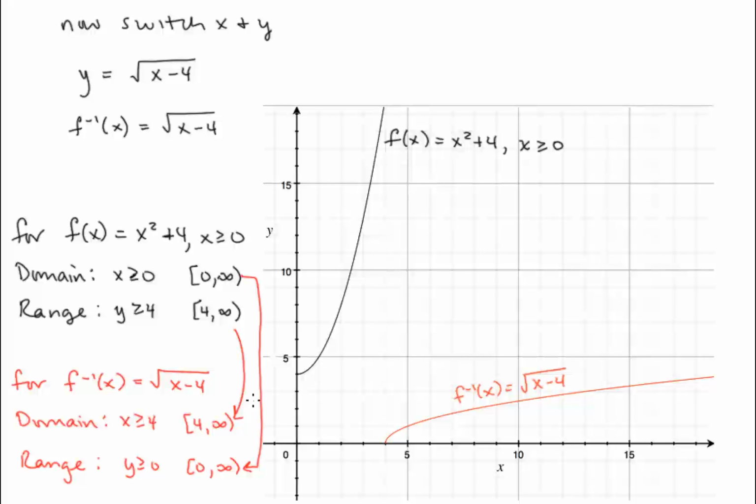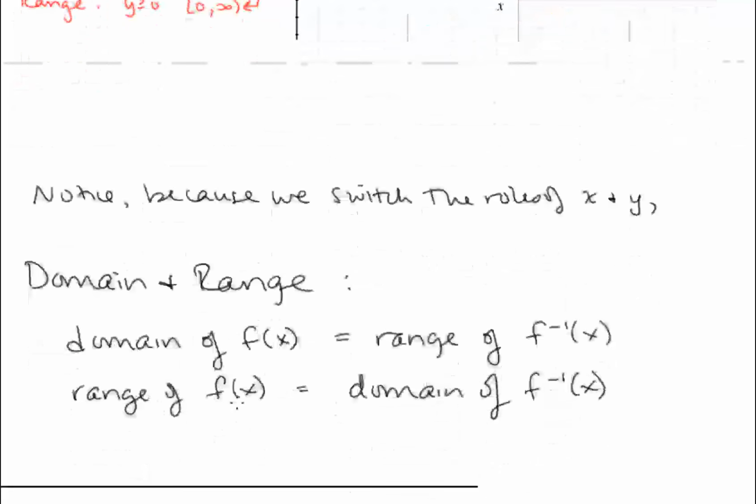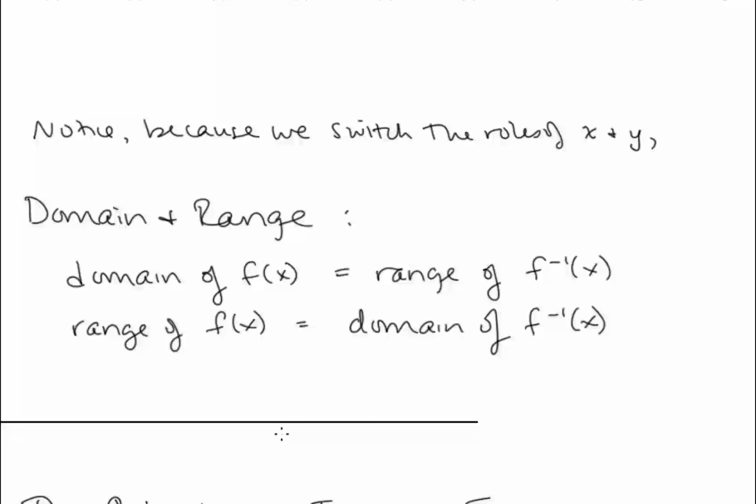And that makes sense because to get the inverse function, we switch the roles of x and y. So because we switch the roles of x and y, the domain of f of x is equal to the range of f inverse of x, and the range of f of x is equal to the domain of f inverse of x. And that's always going to happen for any pair of inverse functions.